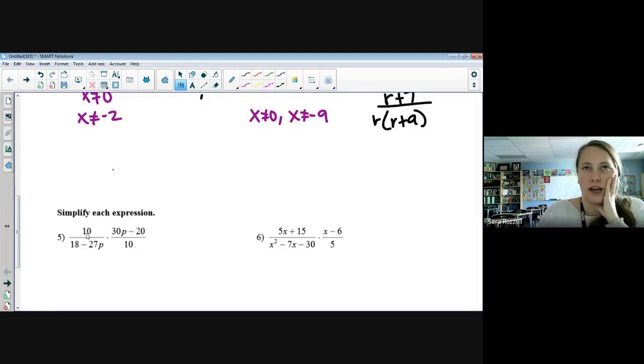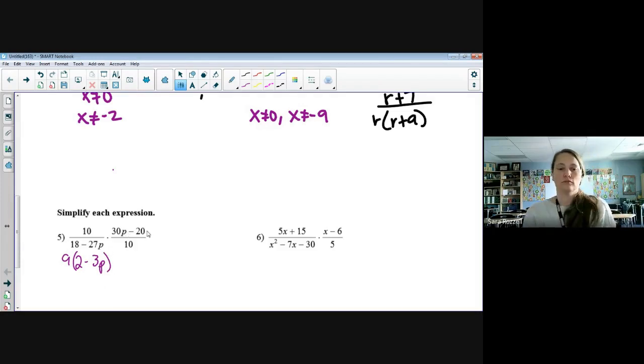I mean, it could be. Can I factor 10? Is there anything to do with that 10? No. All right, let's look here. We've got 18 and 27. Is there something in common with 18 and 27? Yep, 9. 3 also goes into it, but 9's the bigger one. So let's pull a 9 to the front. And that's 2 minus 3p. And then over here, what comes out of 30 and 20? 10, okay. 10, and that is 3p minus 2.